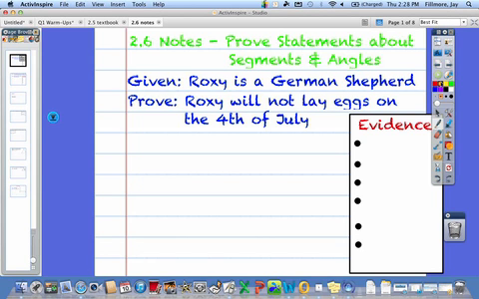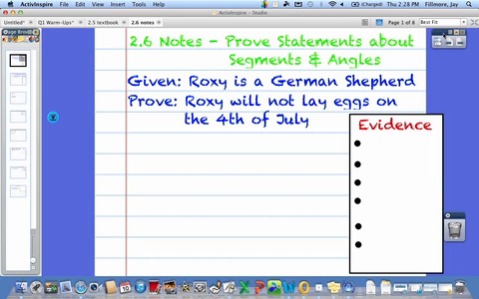So here, Roxy is a German Shepherd. Well, a German Shepherd means that Roxy is a dog. So I'm going to list my evidence here before I write any sort of argument. Because Roxy is a dog, that means that Roxy is a mammal, because dogs are mammals. Mammals do not lay eggs. So Roxy is not going to lay eggs on the 4th of July.